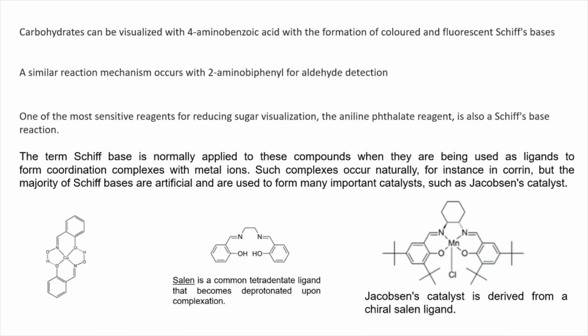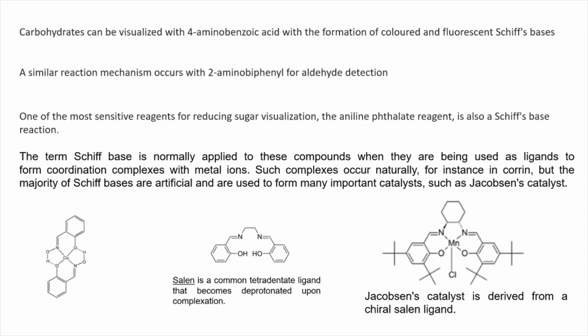Carbohydrates can be visualized with 4-aminobenzoic acid with the formation of colored and fluorescent Schiff bases, a very common use. A similar reaction mechanism occurs with 2-aminobiphenyl for aldehyde detection. One of the most sensitive reagents for reducing sugar visualization, the aniline phthalate reagent, is also a Schiff base reaction.